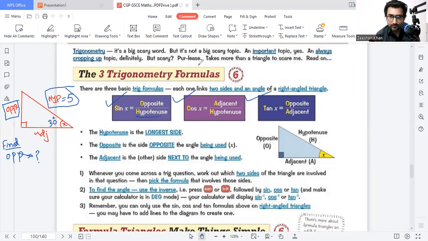You can see hypotenuse and opposite. Because there is hypotenuse and adjacent, so we cannot use this. Opposite and adjacent, we cannot use this because adjacent is not given in the question, right? So we need to use the formula which has both of them given: the one which we need to find and the one which is given. Then you can solve for opposite.